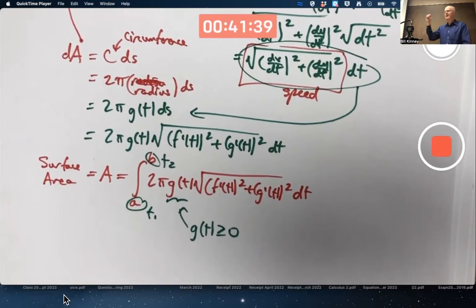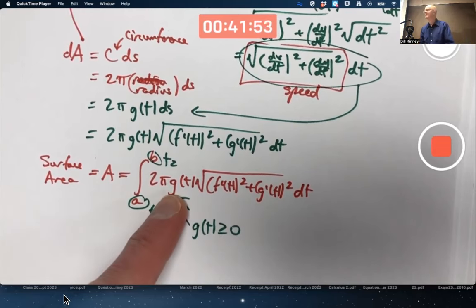What if we wanted to rotate it around the y-axis instead? It's the exact same curve, but now you're rotating around the y-axis. It'd be a very similar derivation. What changes? The only thing that changes in the end is having an f of t there instead of a g of t.